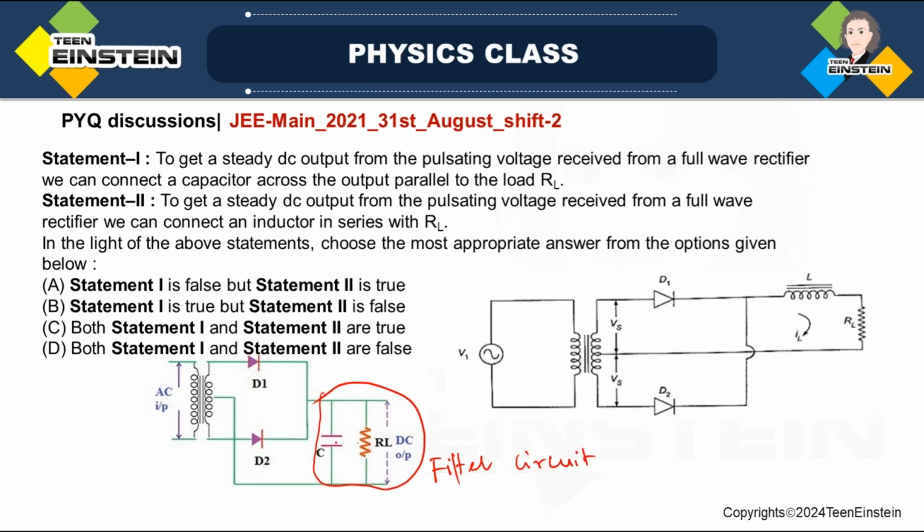Okay. So what is this? This is the capacitor. How is it connected with the load? It is connected in parallel connection with the load resistor. Okay. So this is how the full wave rectifier output, pulsating output, can be filtered to get a steady DC output. Okay. So these two circuits were important.